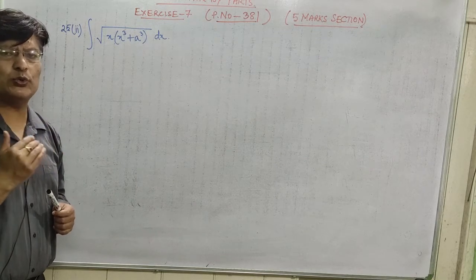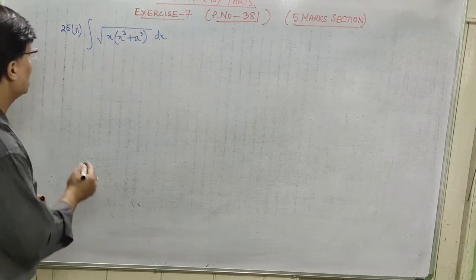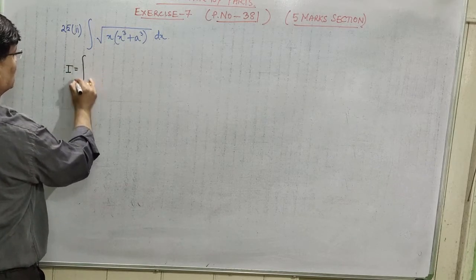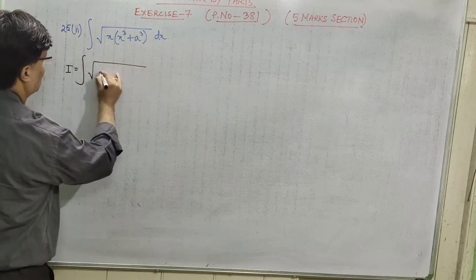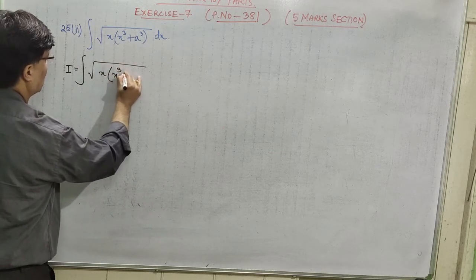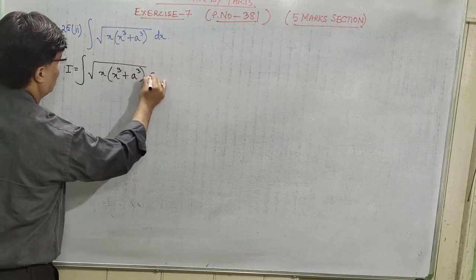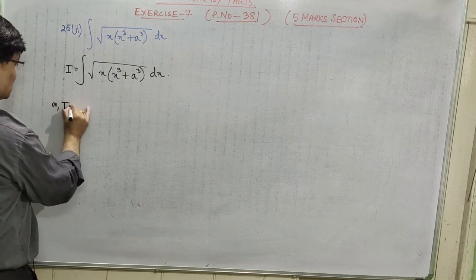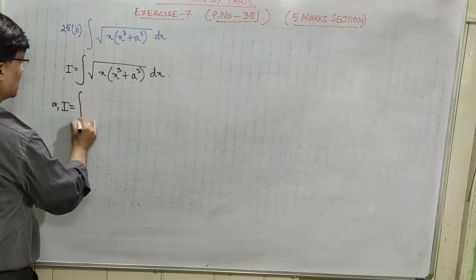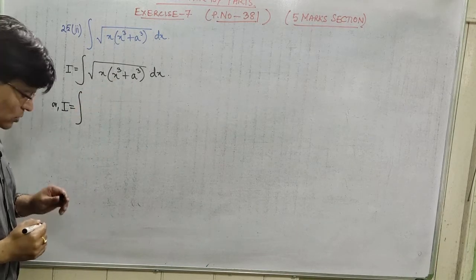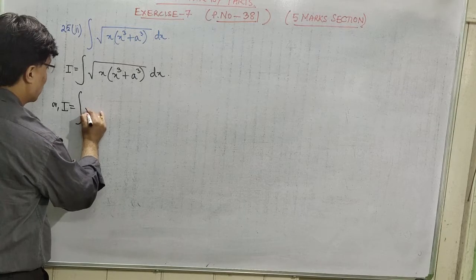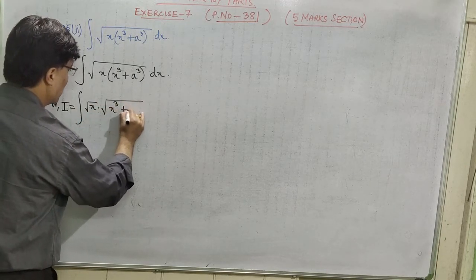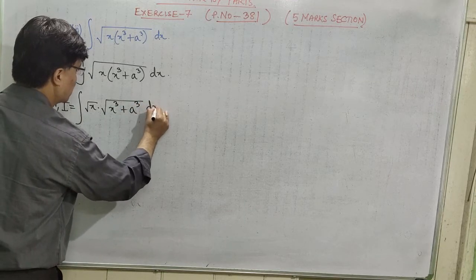It may be 1, 2 or 3, right? So let us simplify it first. Let us first write I is equal to integration of within square root x, this is x cube plus a cube, then what do you write? dx. So you can separate the term out here. I is equal to integration of, you can separate this square root, right? That is, you can write it as root over x into root over x cube plus a cube dx.